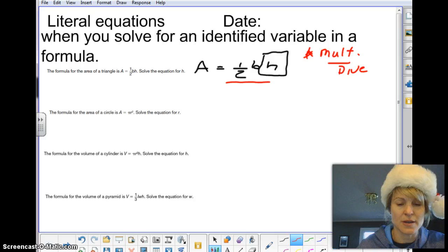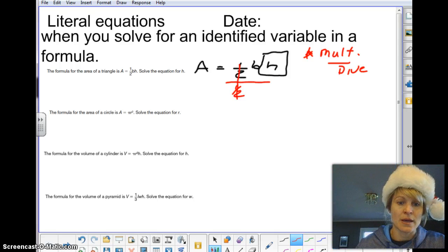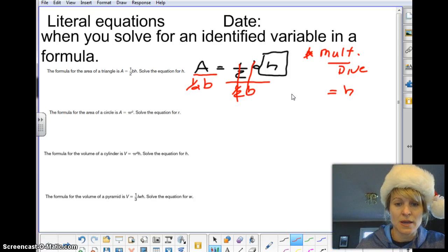Still having issues here. All right, so if I divide 1/2 by 1/2, any number divided by itself is 1, right? And if I divide b by b, again, that would be 1. And that would get rid of h's problems there. But then again, what we do to this side, we must also do to this side, okay? So we can have h equals A over 1/2 b.